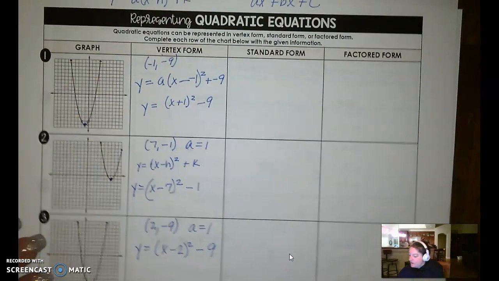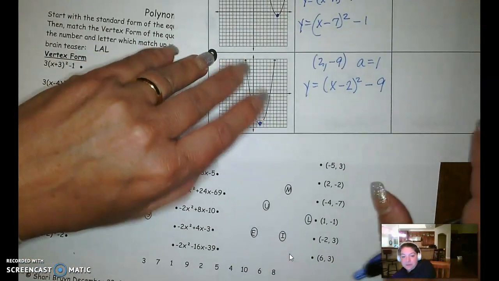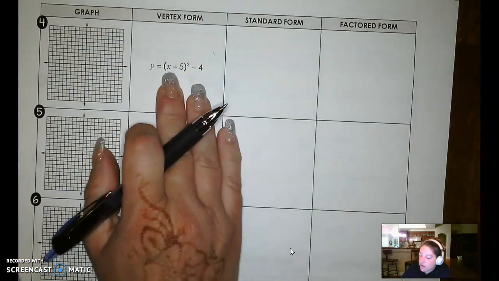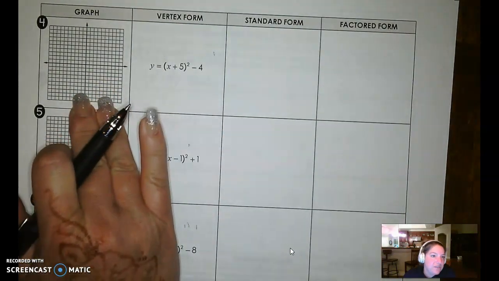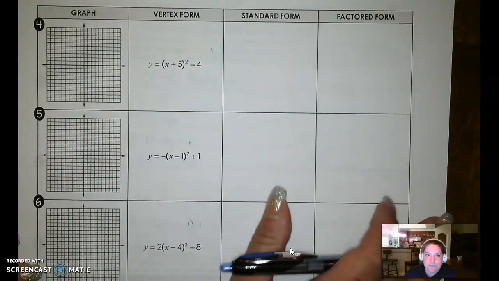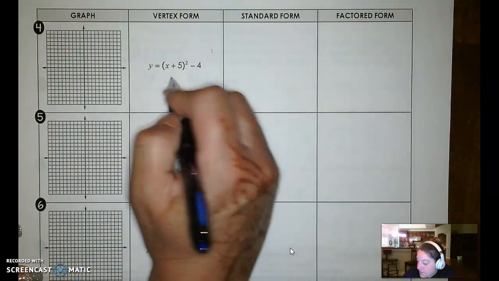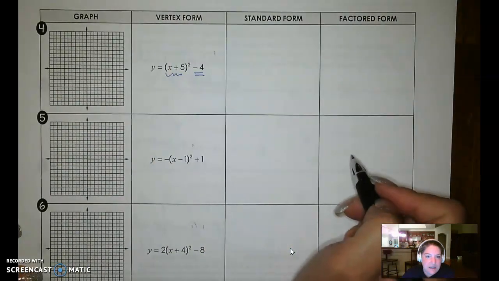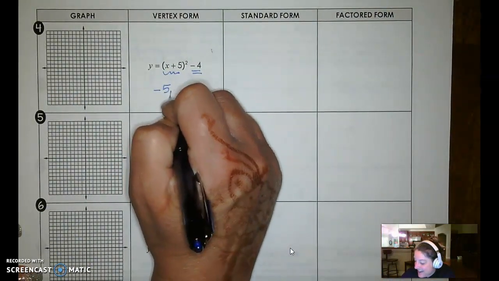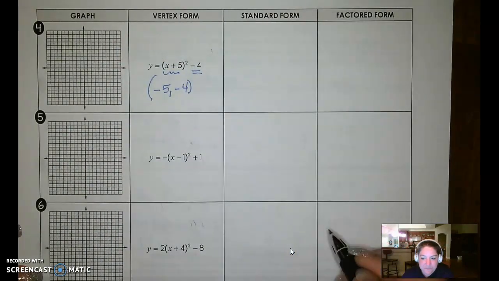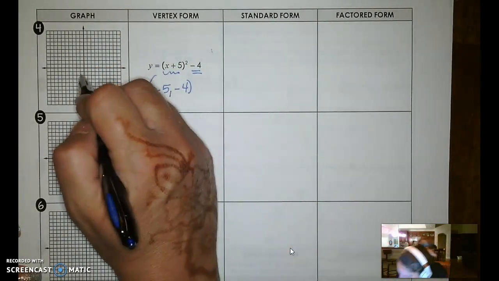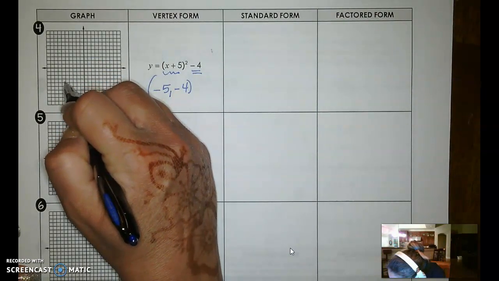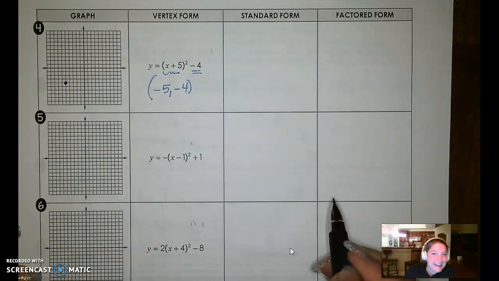Okay, so let's go take a look at the back really quick. Let's go get some vertex form out of those and see what it is. So here it's already in vertex form. So what is the vertex going to look like on this one? Okay, so my vertex, remember you do the opposite of what's in the parentheses and not the opposite of what is out. So my vertex is at -5, -4. Okay, so let's go put that in there. So there it is at -5, -4.